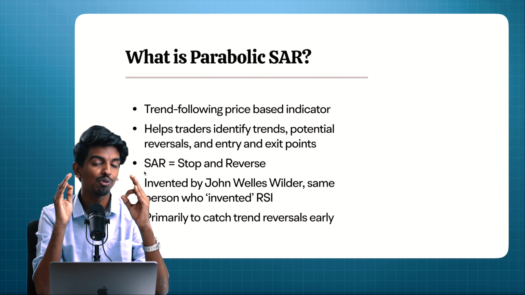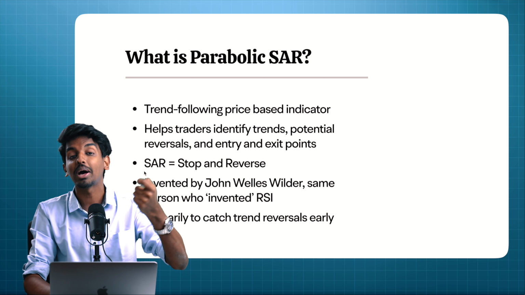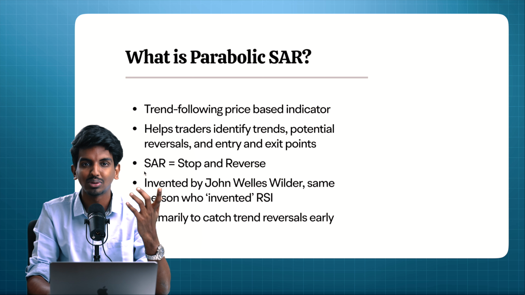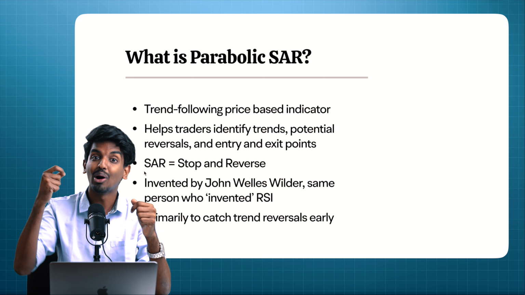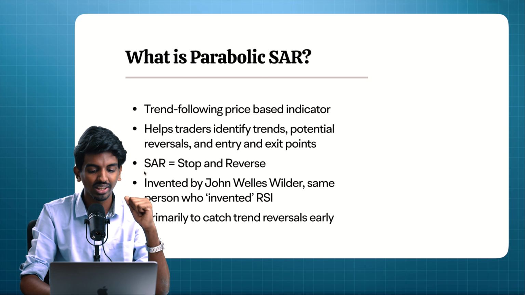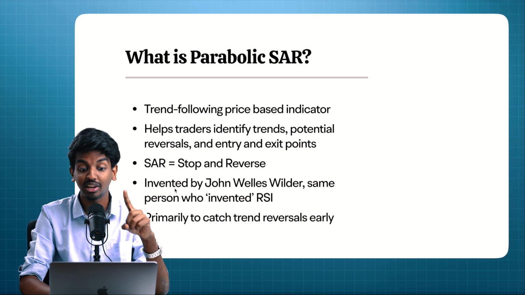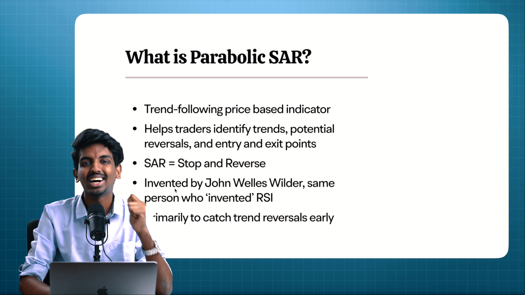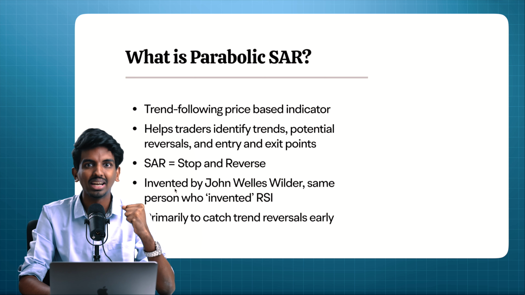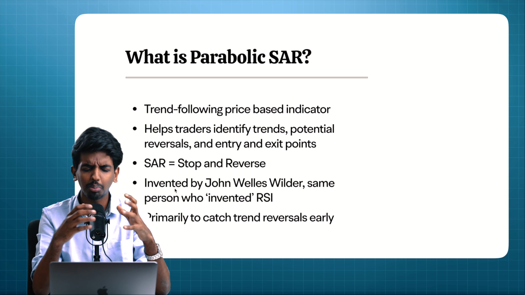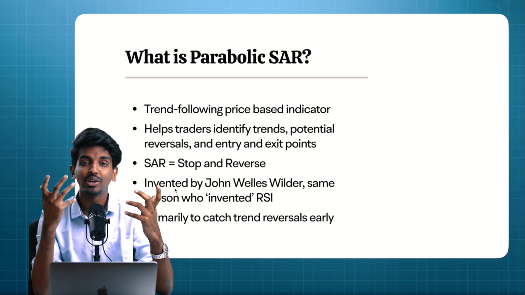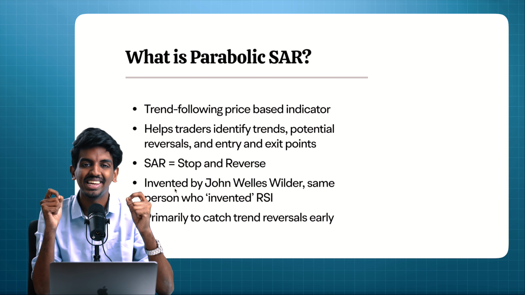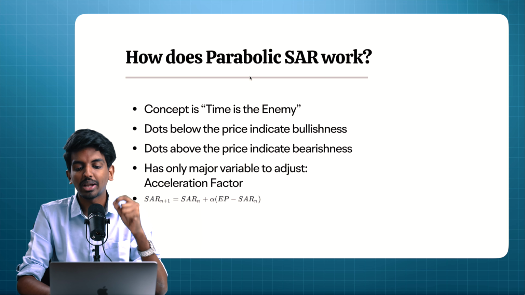Here, we are not going to fully follow that concept, but we are going to use the parabolic SAR trading indicator, which is with the same mindset or philosophy. Okay, you took a stop loss. Now you have to take a fresh entry. That's what this indicator is all about. Now, it was invented by John Wells Wilder. It's the same person who invented the RSI indicator. Okay, so he's a very well-respected technical analyst, and multiple indicators of his are very famous, including parabolic SAR, RSI, and even ADX.